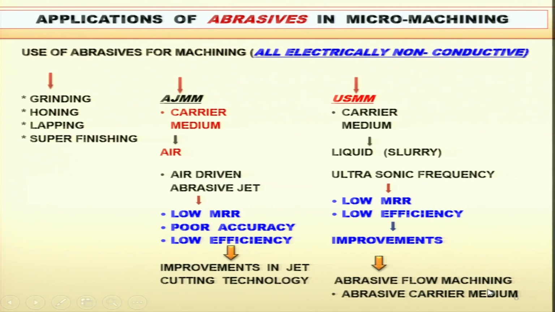Abrasive flow machining is the result of this ultrasonic micromachining, another version of a similar kind of thing, where the abrasive carrier medium is different from the liquid that you are using in the ultrasonic micromachining process. We will discuss it later on. Applications of abrasives in micromachining.